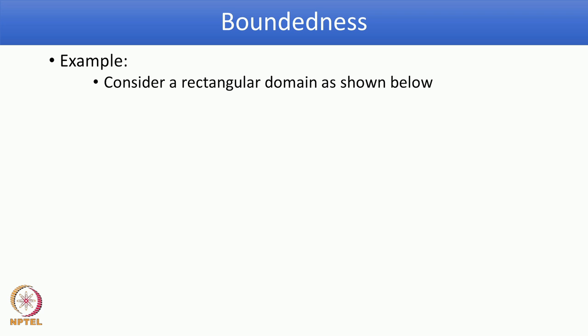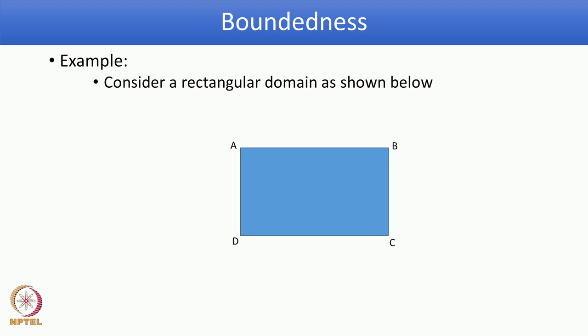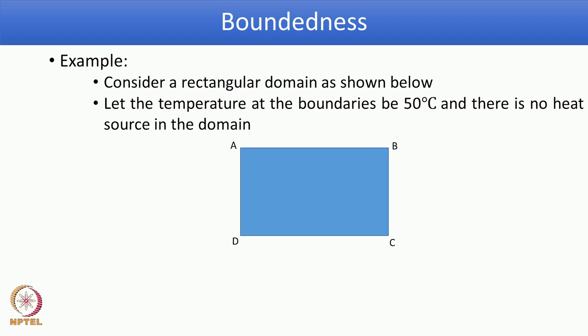We consider a rectangular domain as shown here, a simple domain with the boundaries marked as AB, BC, CD and DA. Now, for simplicity's sake, we consider this problem without any source generation, and boundary conditions specified for temperature along all the surfaces as shown here. So, along AB it is 50 degrees Celsius, along BC it is 50 degrees Celsius, along CD it is 50 degrees Celsius, and along DA it is 50 degrees Celsius.